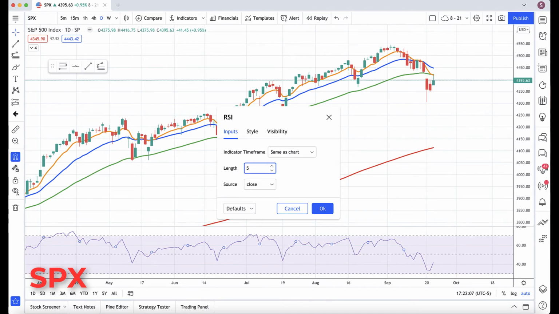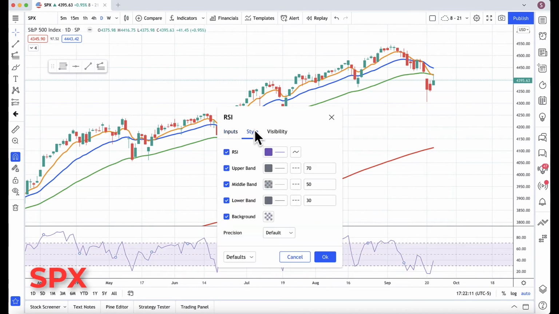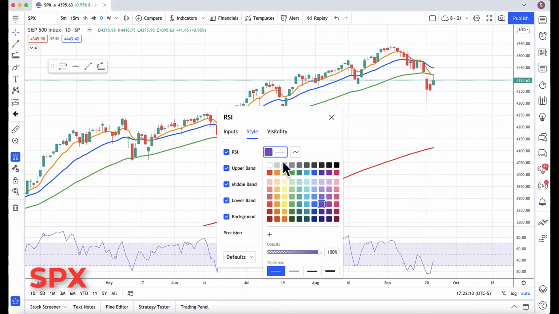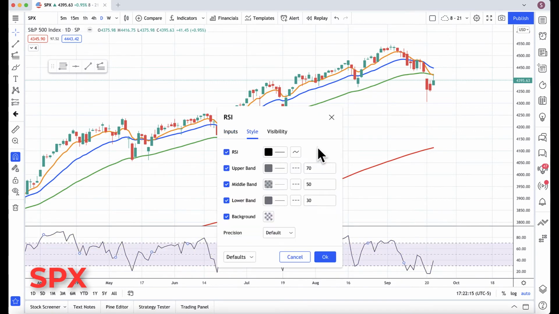The 14 is pretty much garbage. Does not test out well at all. The 5 period tests out very, very nicely for resistance. I just take off the middle band, I don't need it. I don't need the shading. The upper and lower bands are helpful if you want. Instead of 70-30, I like 80-20.